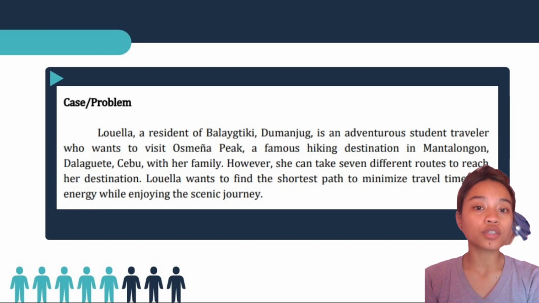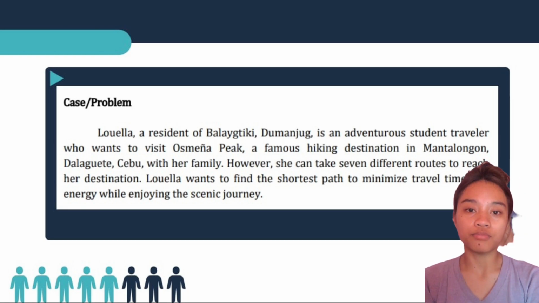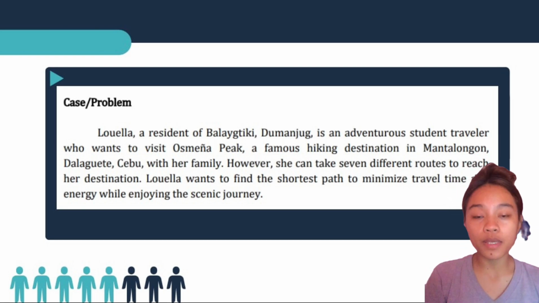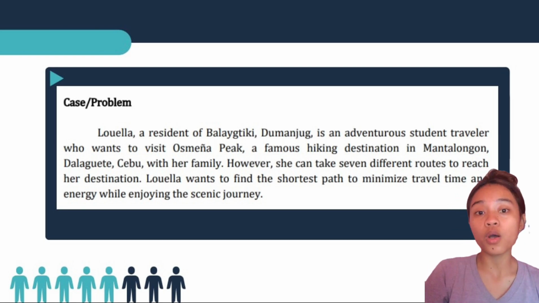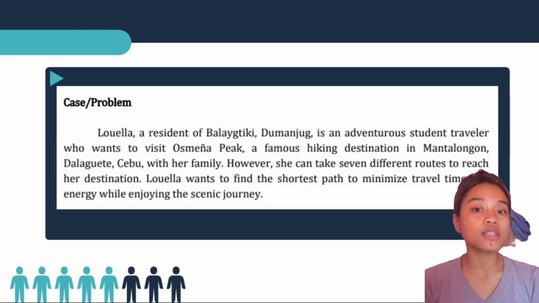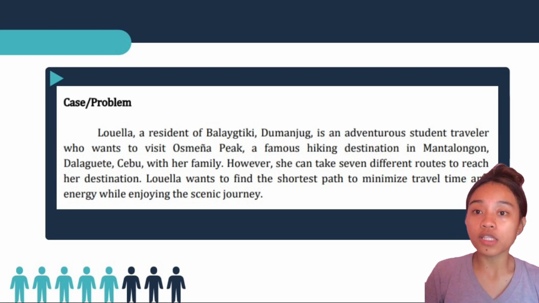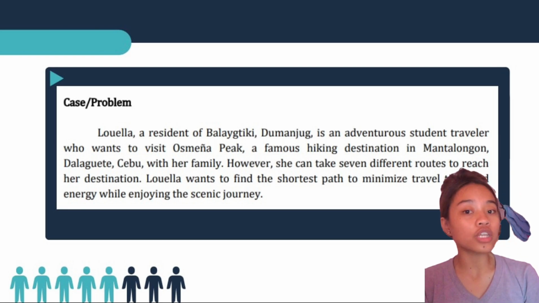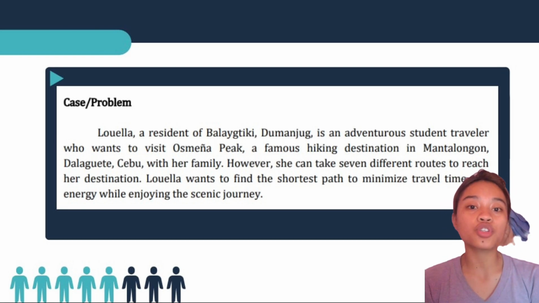So this is our case study problem. Luella, a resident of Tumanhog, is an adventurous student traveler who wants to visit Osmeña Peak, a famous hiking destination in Mantalongon, Badian, Cebu, with her family. However, she can take 7 different routes to reach her destination. Luella wants to find the shortest path to minimize travel time and energy while enjoying the scenic journey.